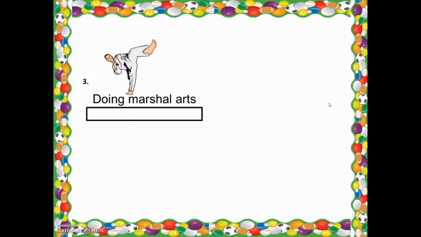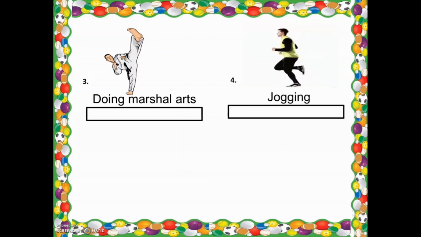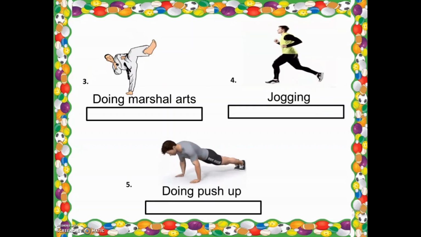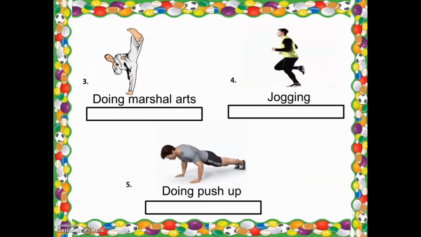Now, let's go to number 4. Jogging. Is it an activity that we need to cut down, or that we can do 2 to 3 times a week, 4 to 6 times a week, or every day? Now, let's go to the last number, 5. Doing push-ups. Is it the activity that we must cut down on, or that we can do 2 to 3 times a week, 4 to 6 times a week, or every day? Are you finished? Now, take a picture of your answer and send it in our group chat.